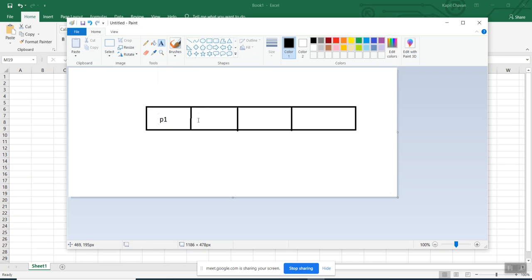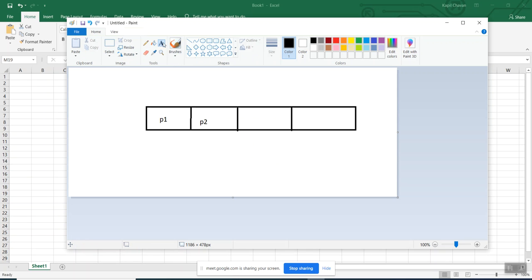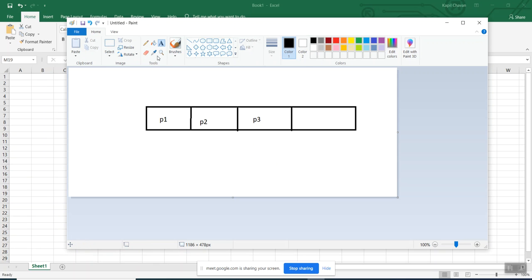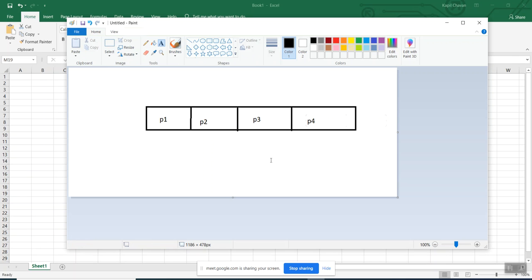then P2 is going to come, then P3, and then P4. Okay, so this is nothing but the Gantt chart, and always when you are going to calculate the waiting time and average waiting time, then you should plot this Gantt chart.